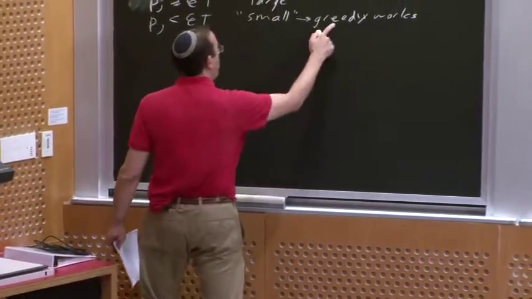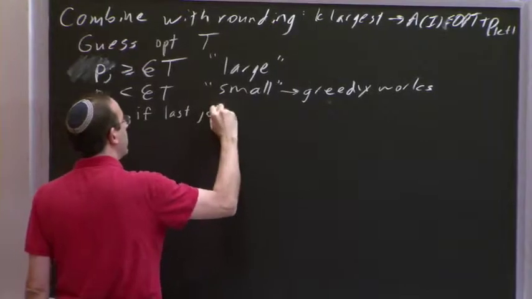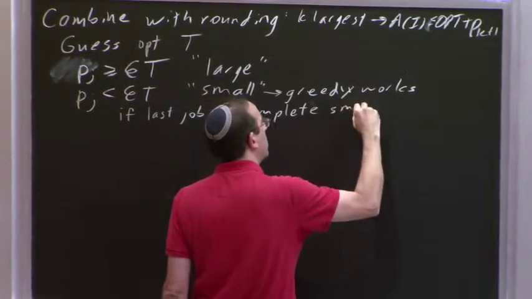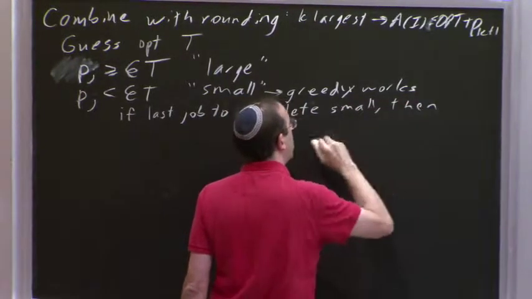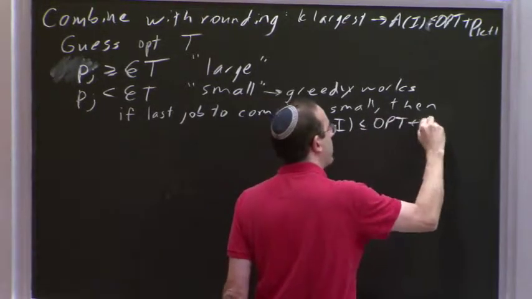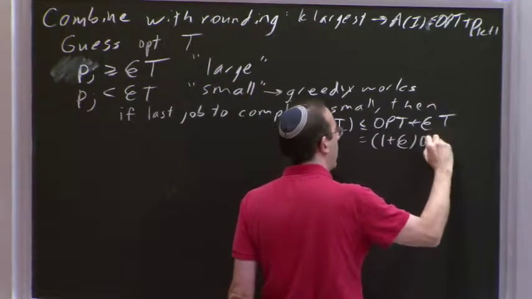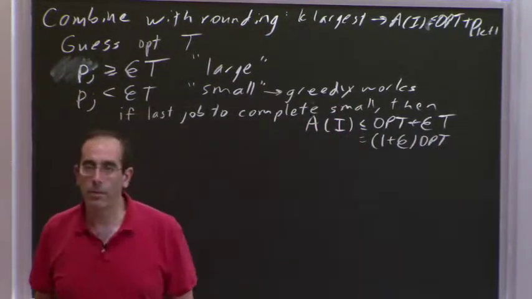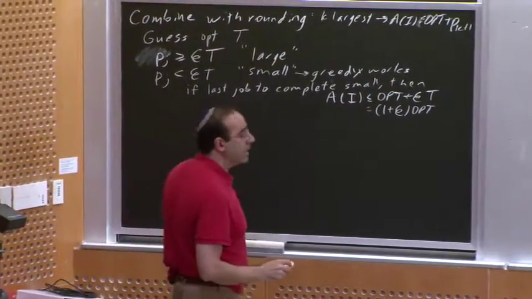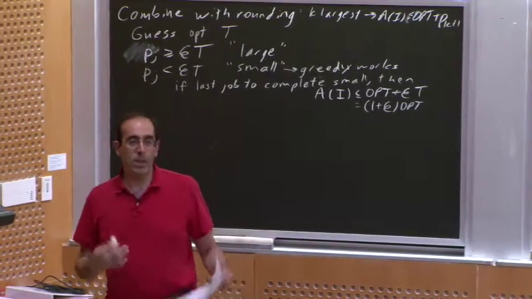Right. So the point is that to analyze this greedy strategy, I can say if the last job to complete is small, then my runtime is less than or equal to opt plus epsilon times this t. In other words, 1 plus epsilon times opt. So if the last job to complete after I do this greedy scheduling is small, then I'm close to opt. Okay, what's the other possibility?